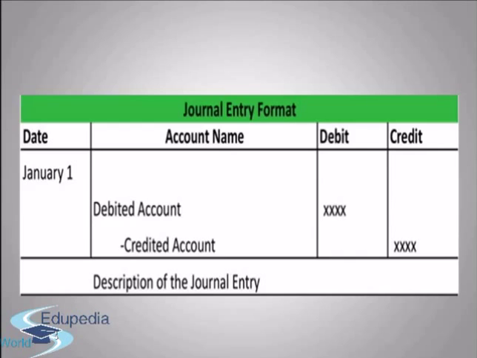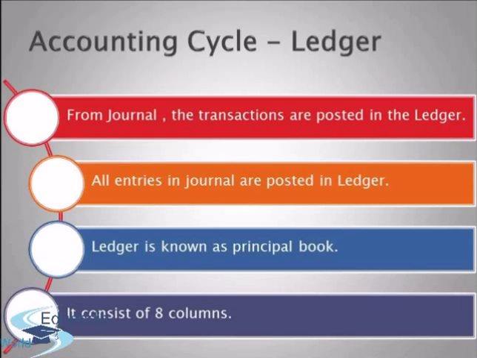Next comes the ledger in the accounting cycle. From the journal, the transactions are posted in the ledger. So when the transaction takes place, first of all it is recorded in the journal, and from there it is posted in the ledger. All entries in the journal are posted in the ledger. The ledger is known as the principal book. The journal was known as the secondary book, and the ledger is known as the principal book, and it consists of 8 columns. So in the next slide we'll see how exactly a ledger account looks.